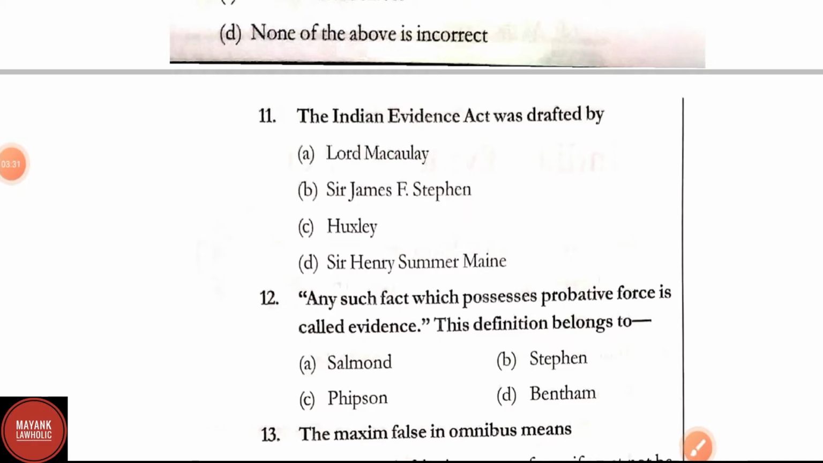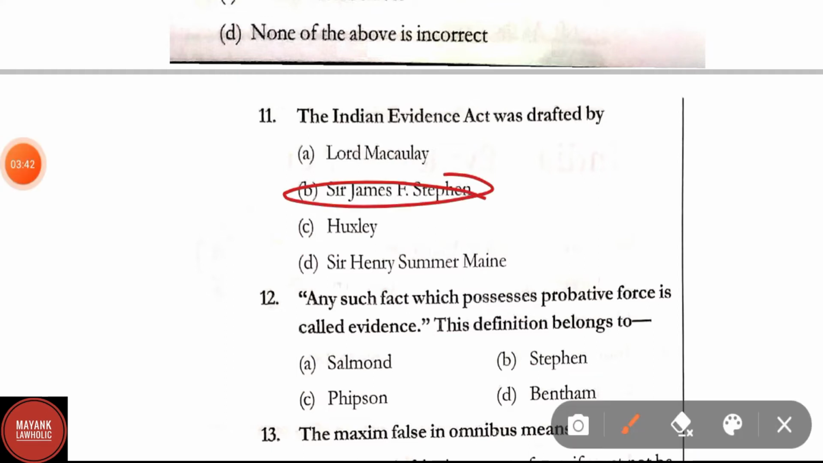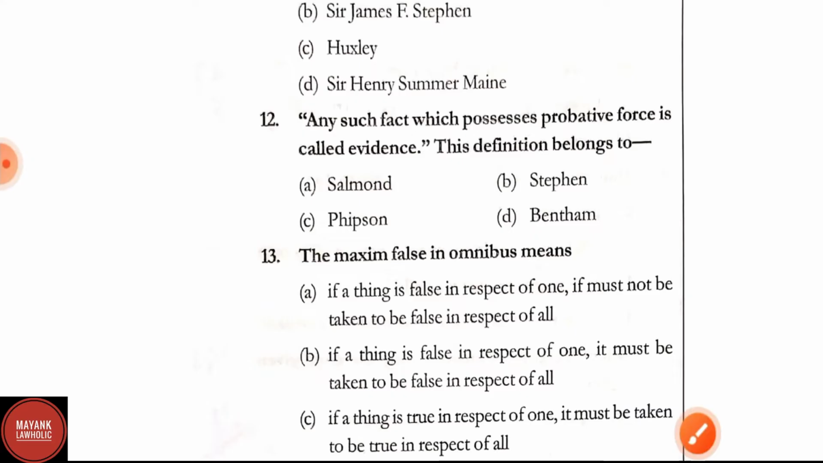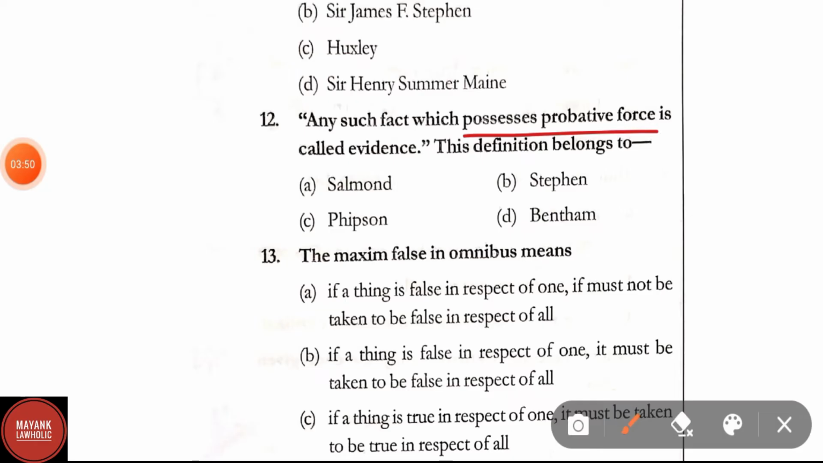Question number 11. The Indian Evidence Act was drafted by option A, Lord Macaulay, option B, Sir James Stephen, option C, Huxley, and option D, Sir Henry Sumner Maine. Here the correct answer is option B, that is Sir James F. Stephen. Indian Evidence Act was drafted by Sir James F. Stephen. Question number 12. Any such fact which possesses probative fact is called evidence. This definition belongs to Salmond.